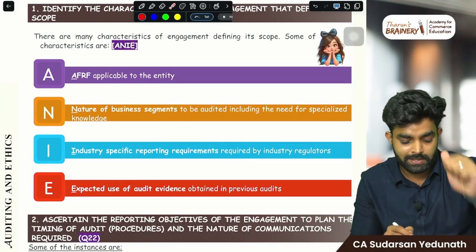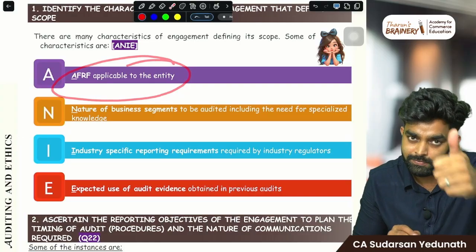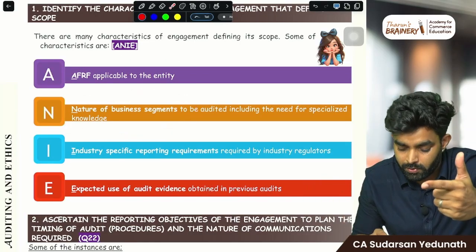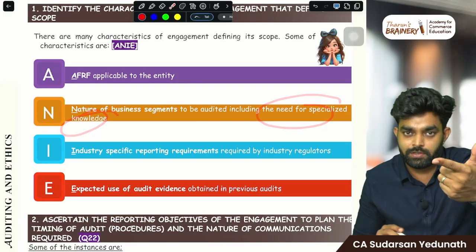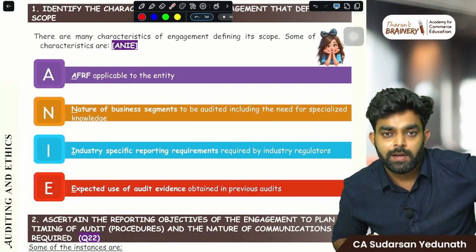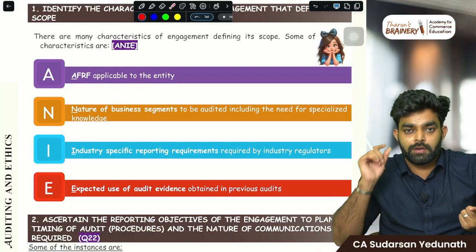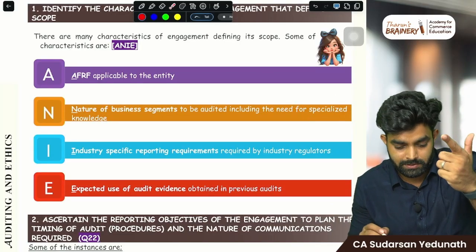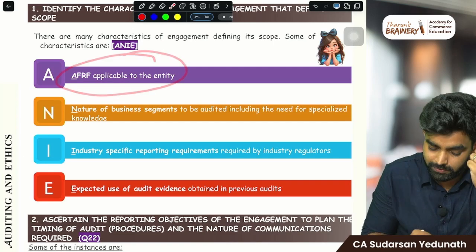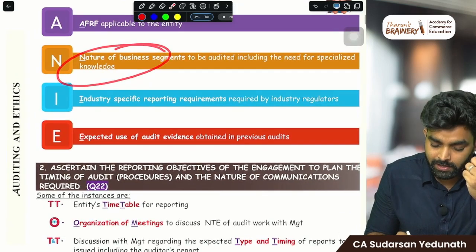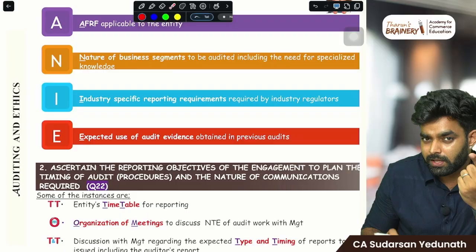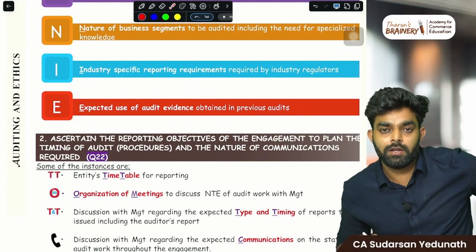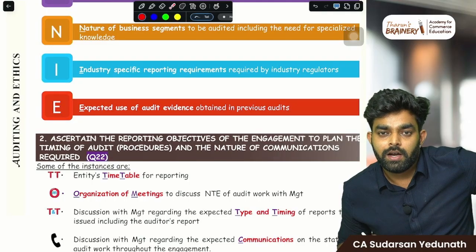Before you do the audit, first understand the applicable financial reporting framework of the entity. Then understand the nature of the business to be audited. Do we need any specialized knowledge regarding that? You are going to audit boAt. boAt is a technological company, with a lot of tech items. So do we need someone with specialized knowledge on that? Decide that first. First understand boAt's financial reporting framework, then the nature of business, then any industry specific reporting requirement, then the expected use of audit evidence obtained in the previous audit. Last year I did the audit, and I have got a lot of evidence regarding many things.